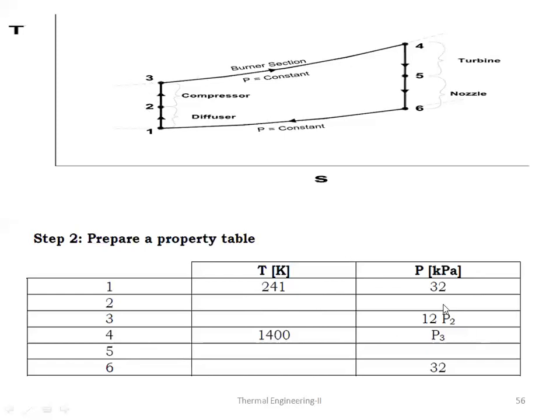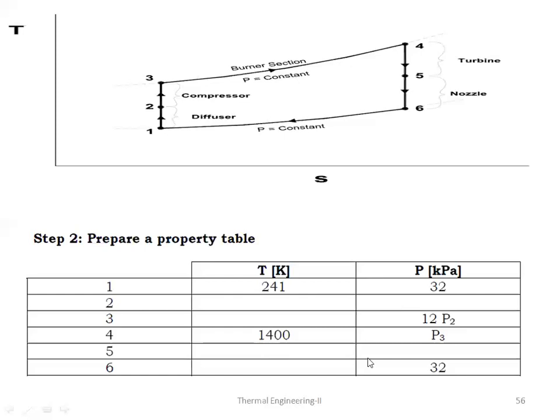So therefore, the pressure at point 3 can be said as P3 by P2 is equal to 12. Therefore, P3 is equal to 12 into P2. This is the pressure at point 3, equal to 12 times the pressure at point 2. And at point 4, the turbine inlet temperature is given as 1400 Kelvin, and the pressure at point 4 must be equal to the pressure at point 3, because 3 to 4 is called a constant pressure heat addition. P3 is equal to P4.